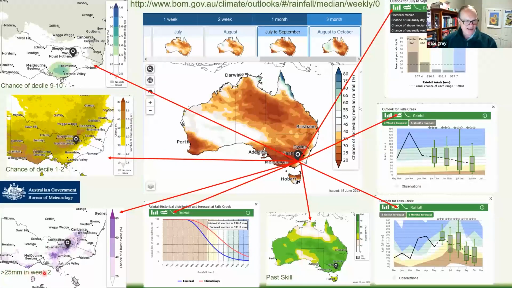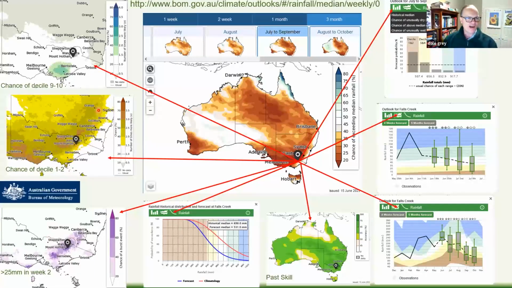I just plugged in 25 millimeters here for 2 weeks from now. It only goes out 1, 2, 3 weeks, but there is in fact the chance of getting a burst event of 25 mil at that time, but we're not really wanting to see much out there at the moment in terms of an inch. But it could be an interesting product for people.